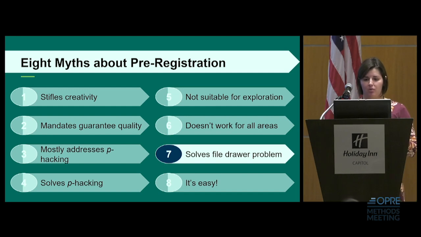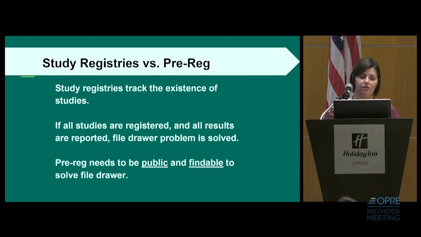A couple more myths, that it solves the file drawer problem. Again, we're only going to be solving the file drawer problem if the pre-registrations that we do are public and findable. So we can have a study registry like clinicaltrials.gov, and if all studies are registered and all results are reported, then we're good. Then we have solved the file drawer problem. But it's often the case that people don't report the results of their studies in clinicaltrials.gov. Not all studies are registered, so we only have things like NIH and NSF funding to mandate registration. So there's a lot of gaps still.